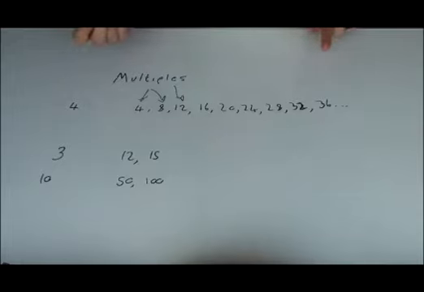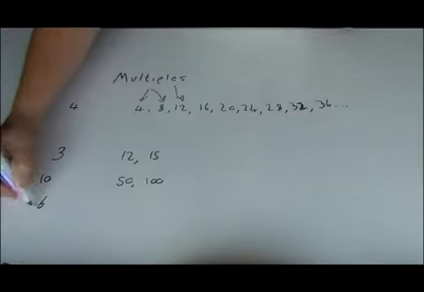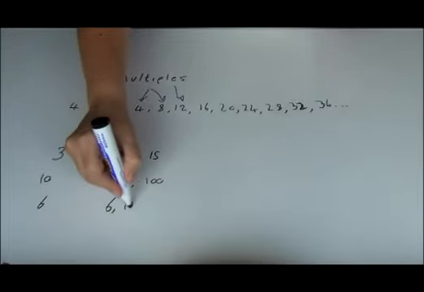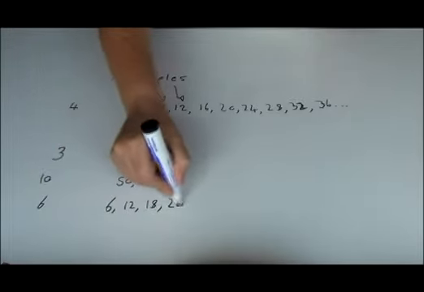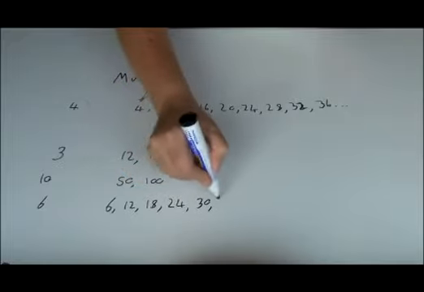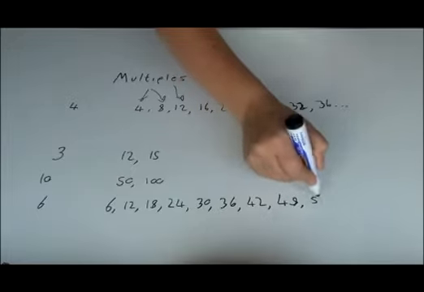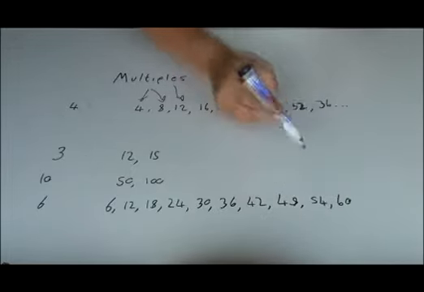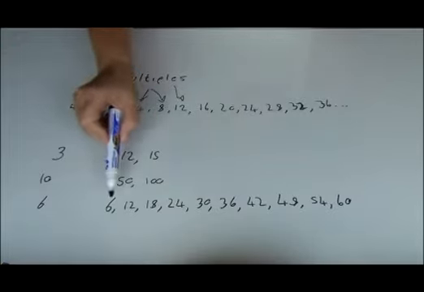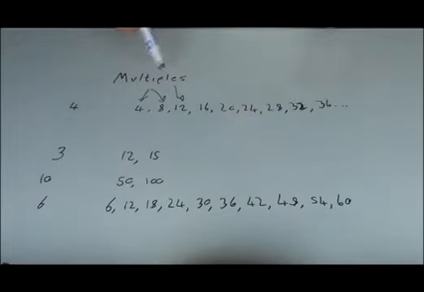If you wanted the first, say, 10 multiples of 6, then you could say 6, 12, 18, 24, 30, 36, 42, 48, 54 and 60. So those are the first 10 because they're the first 10 numbers in the times table. So whenever you see the word multiple in a question, just think of the times tables and that will give you the answers. So have a go at the questions and I'll see you in the next lesson.